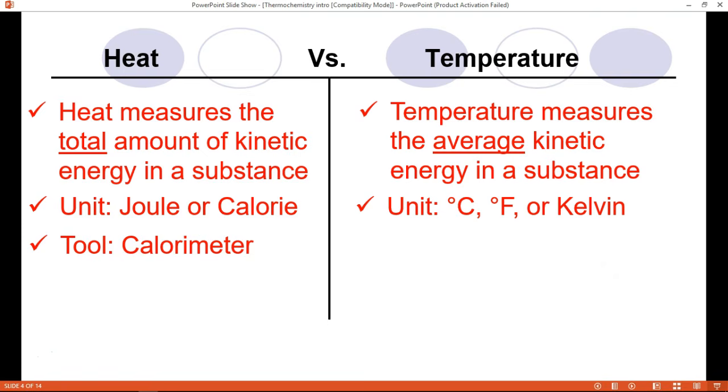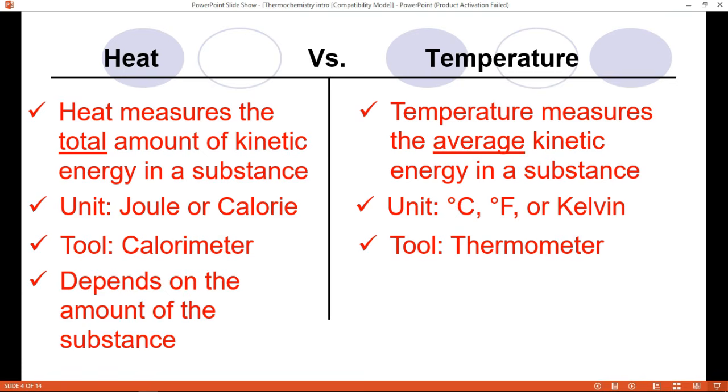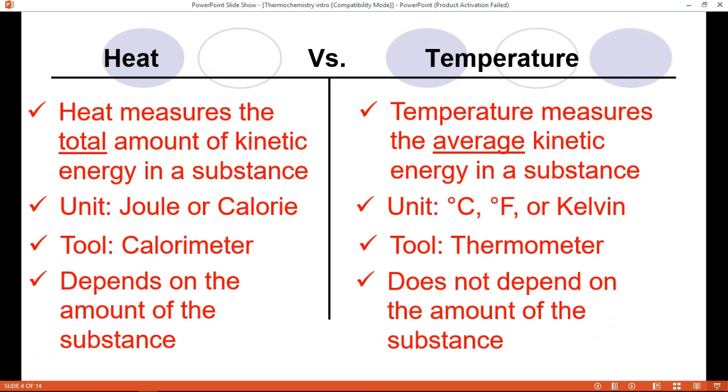The instrument that we use to measure heat is called a calorimeter, and the instrument we use to measure temperature is a thermometer, or a hotness meter. And then the last thing we need to know about heat versus temperature is that heat depends on how much of that substance you have, whereas temperature does not depend on how much you have. I'm going to show you this next video, and it clearly illustrates how it really depends on how much you have for heat and not for temperature.